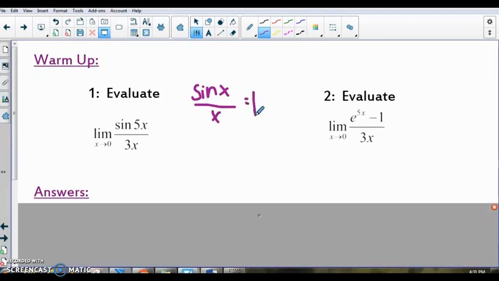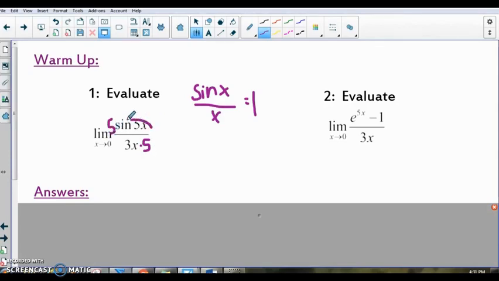So in this particular problem that you see here, we have sine of 5x, but we don't have 5x in the denominator. So the way to simplify this or make this work is you're going to multiply the denominator by 5 so that it matches. So you have a 5x and a 5x. But whatever you do to the denominator, you have to do to the numerator.